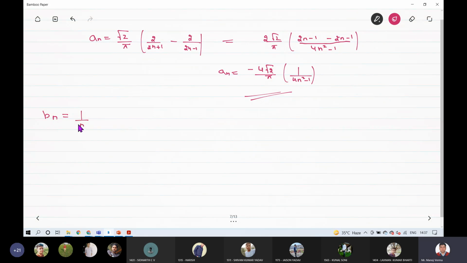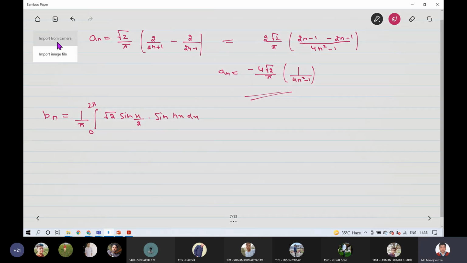it will be 1 over pi, integral a to b. Okay, now I can directly write 0 to 2 pi, and it will become root 2. If I insert my function here, root 2 sine x by 2 dot sine nx dx.